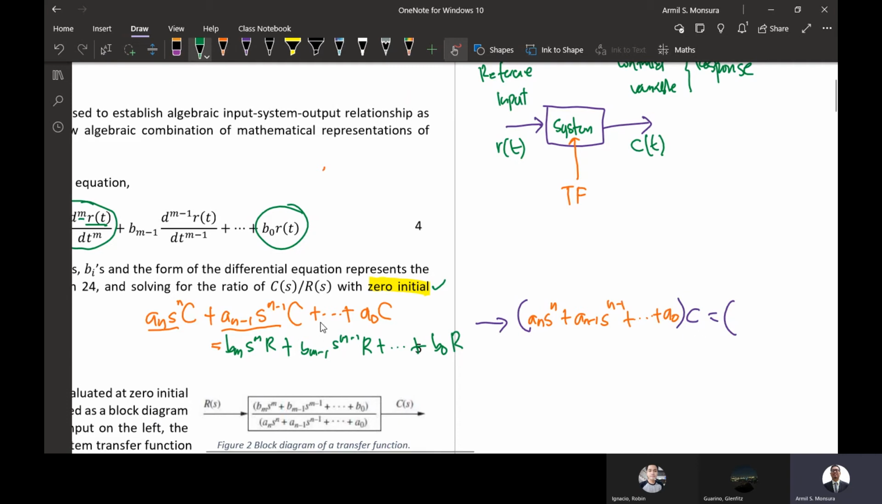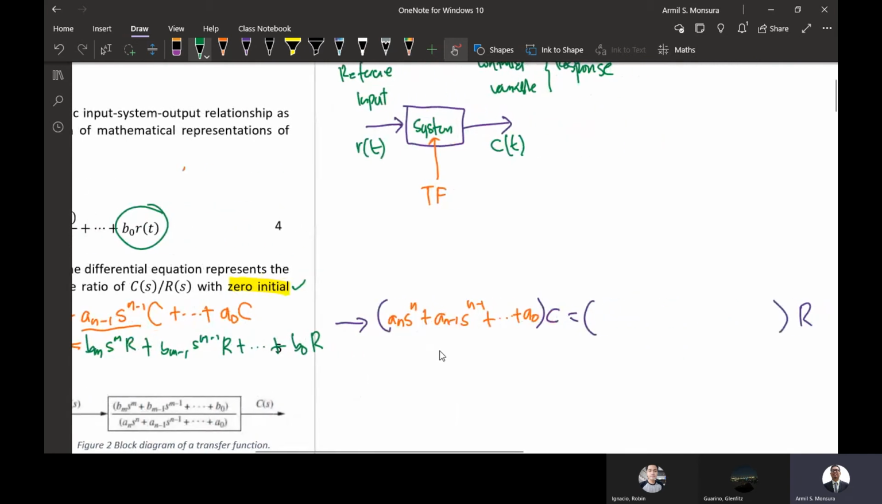While on the right side, ipa-factor out natin si R. Ang maiiwan doon sa first term ay ito, B sub M, S raised to M. Then, sa second term, yung maiiwan dyan, that's B sub M minus 1, S raised to M minus 1. And so on, until yung last term na maiiwan is simply B sub 0.